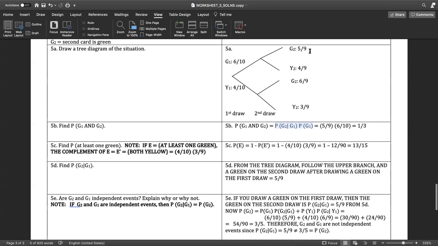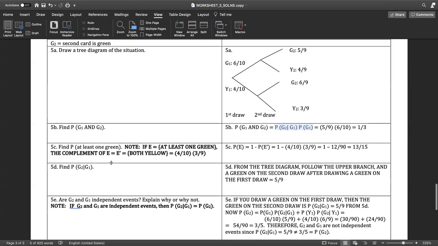Okay, and there you see it up here. Take your 6/10, multiply by your 5/9, and you'll get the probability of 2 green cards in the 2 draws without replacement. Okay. All right, in part C, find the probability of at least 1 green.